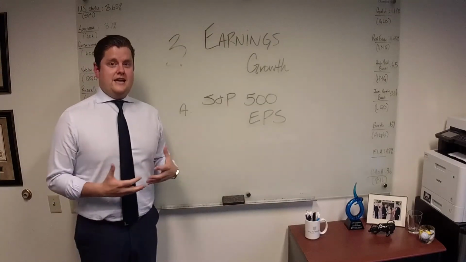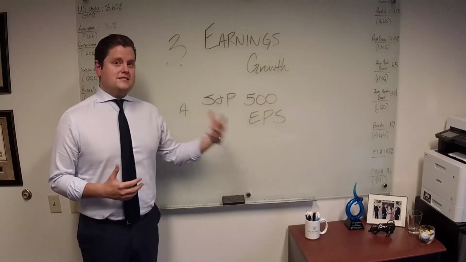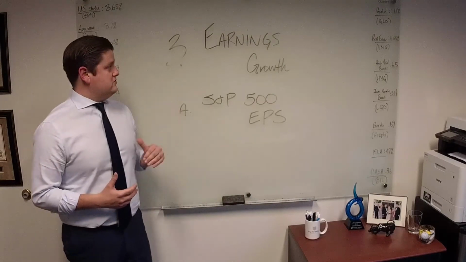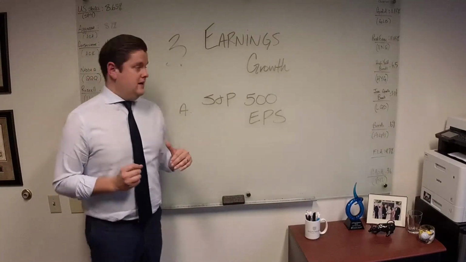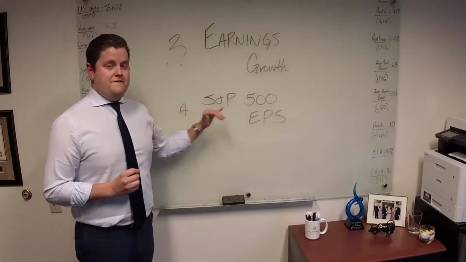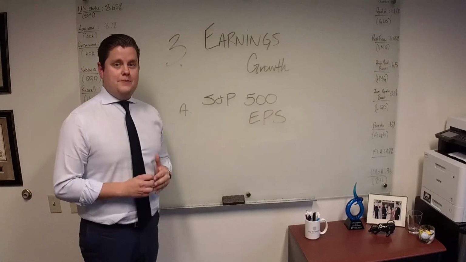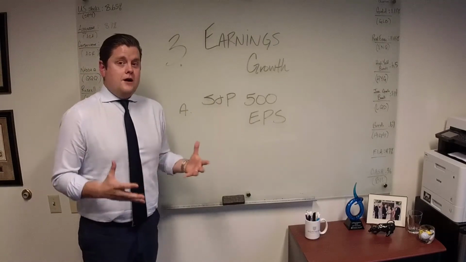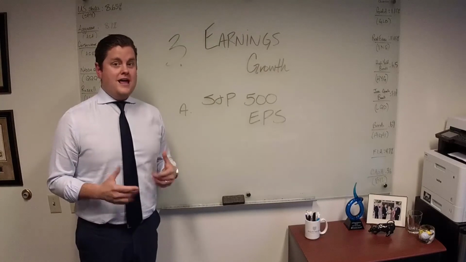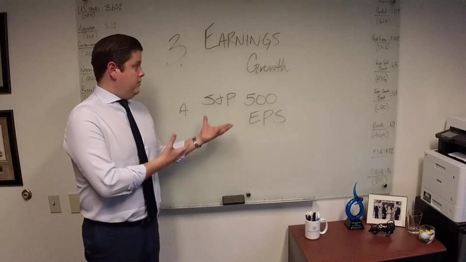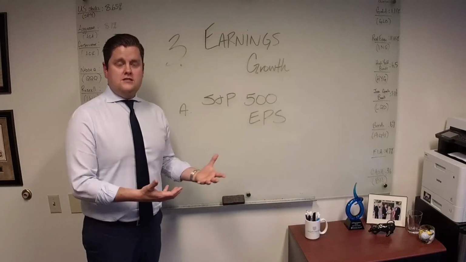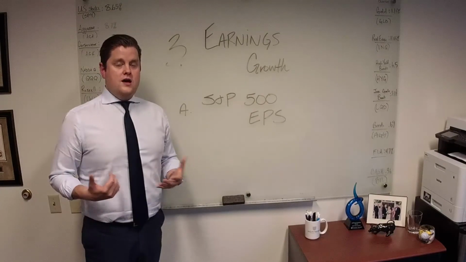The third indicator of late stage or late cycle investing is earnings growth, and specifically the Standard & Poor's 500, large cap domestic equities. These companies let us know what's about to happen every quarter. They have to report their earnings. And when their earnings come in, we get to see what's going on coming next.